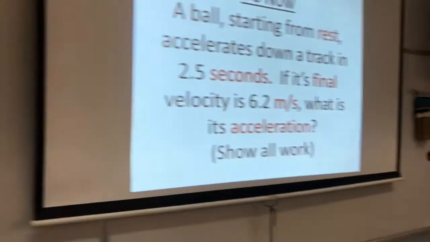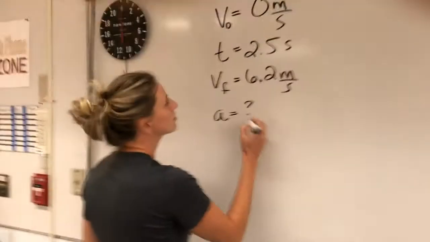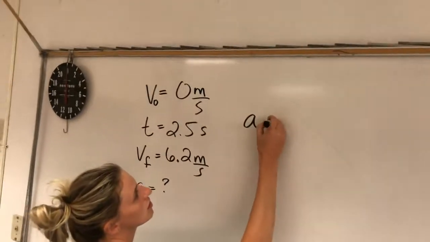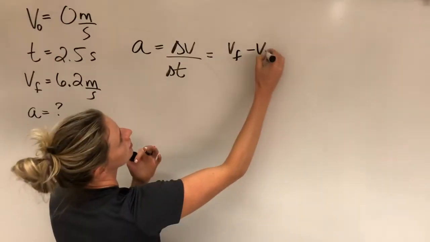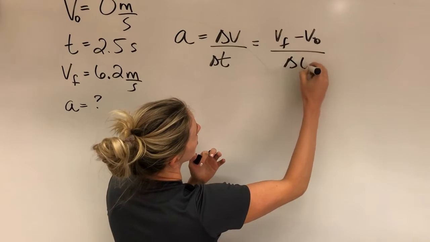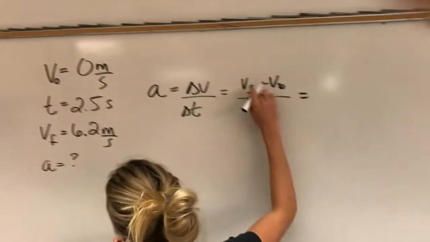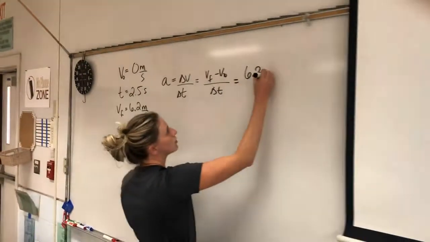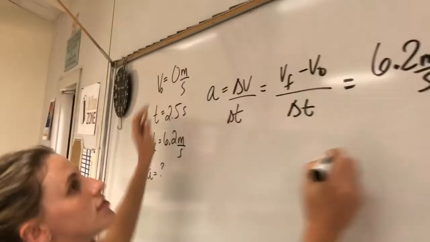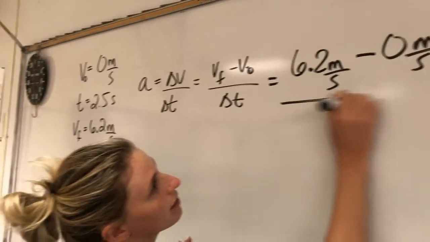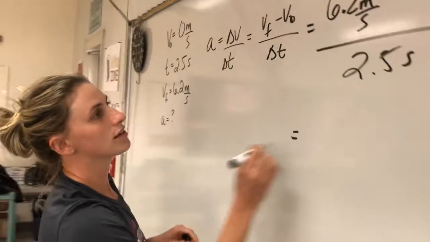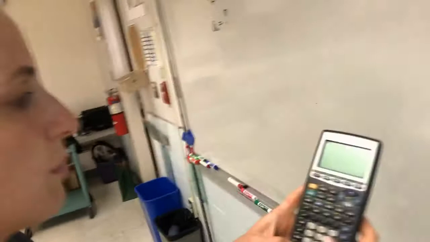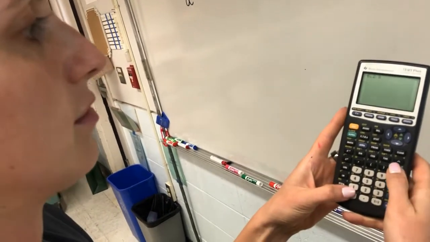Okay, what is its acceleration? What was the equation for acceleration? Acceleration equals the change in velocity over change in time, which equals V final minus V initial over time. Let's go ahead and plug this in. We know our V final was 6.2 meters per second, and our initial was 0, sweet, less work, divided by time, 2.5 seconds. That's going to equal, I'm going to put my answer right down here because I'm running out of space. So 6.2 minus 0, I'm just not going to include that, divided by 2.5 gets me 2.48.